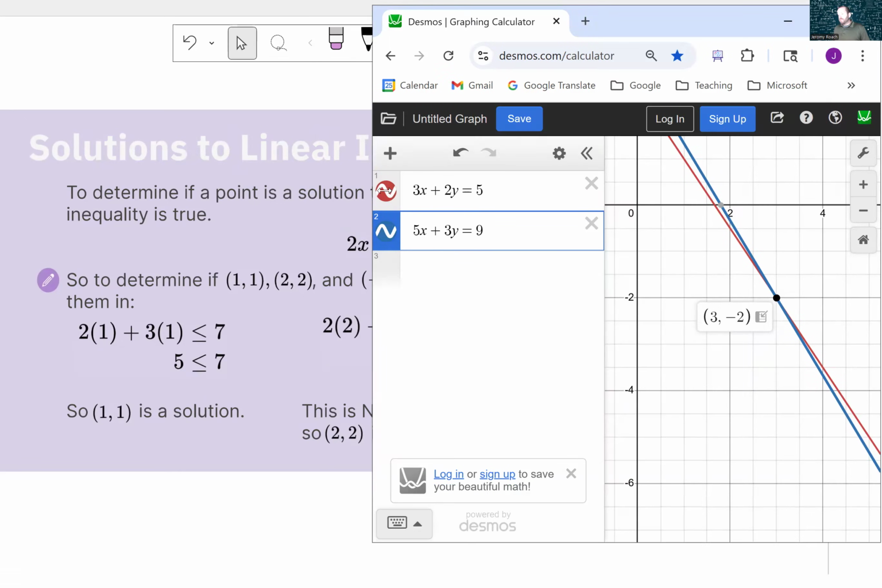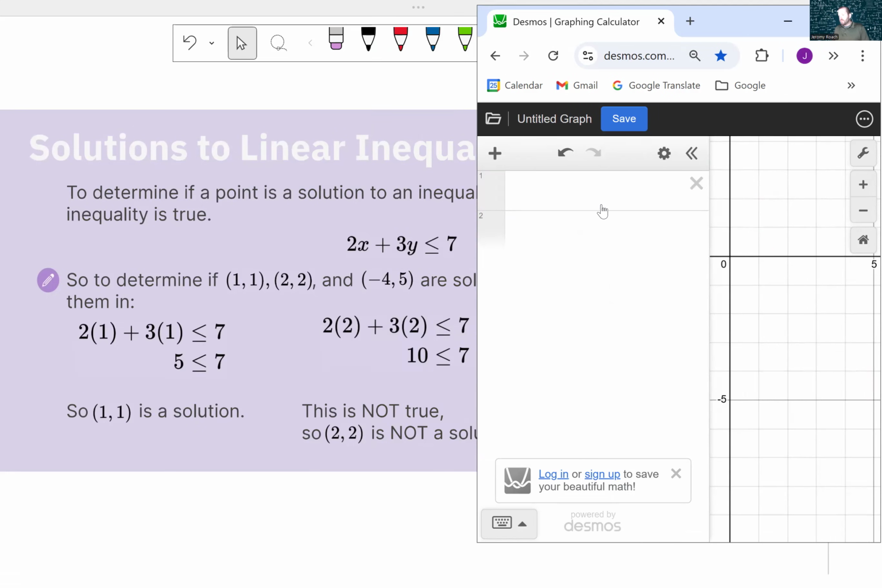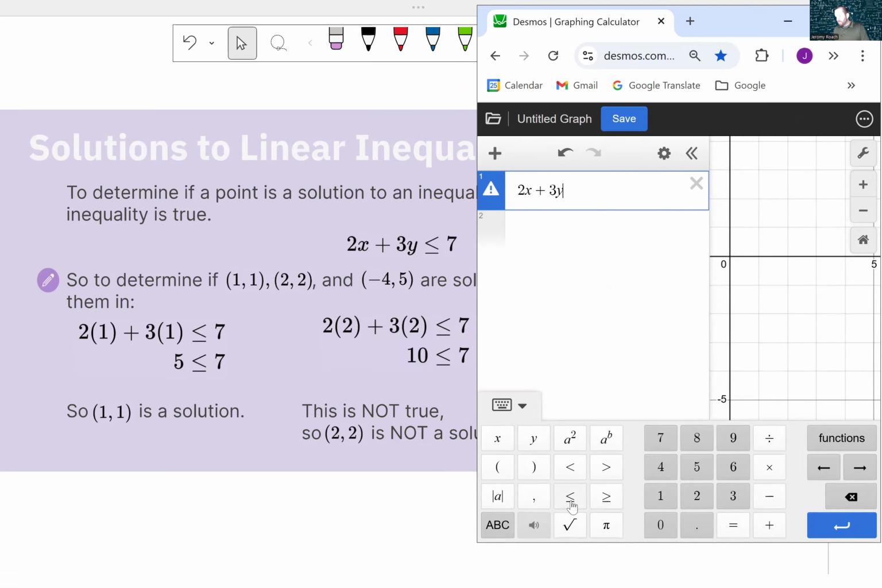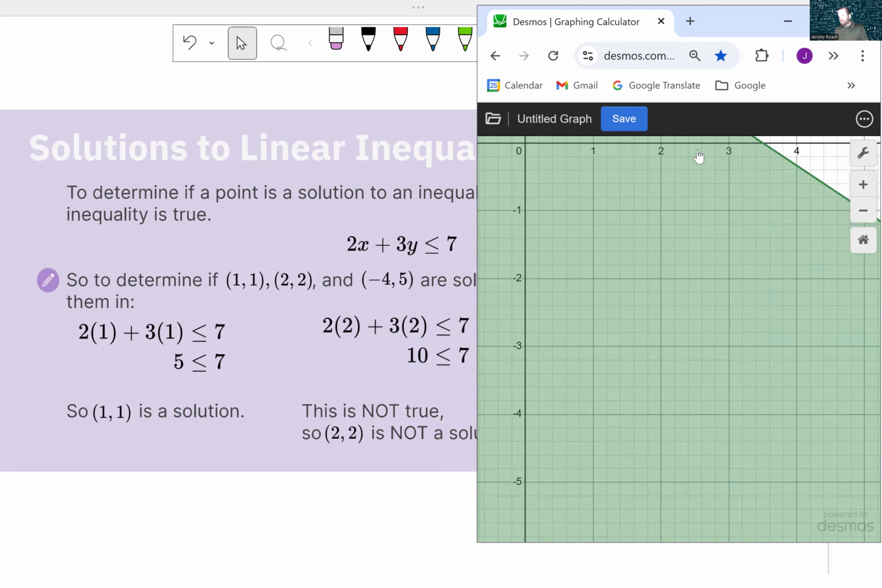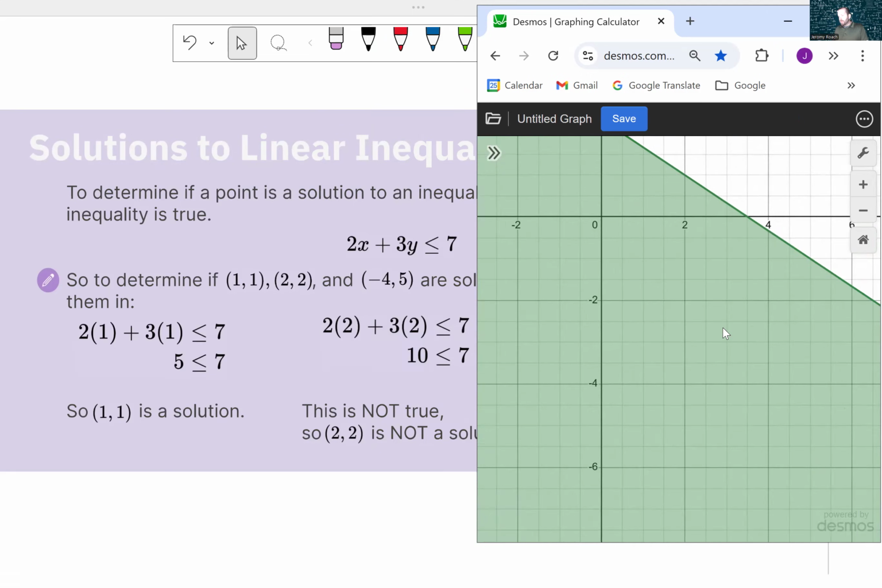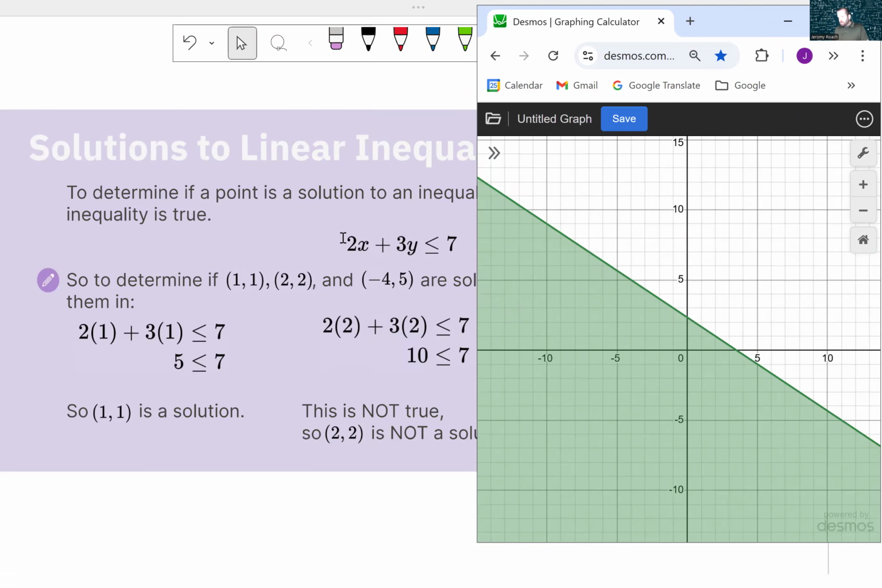So I'm going to graph this inequality. 2x plus 3y is less than or equal to 7. Just click the keyboard there, get to less than or equal to, and you'll see something like this. I'm going to close this out, just hide it so you can see this a little bit better. So here's our inequality. It's all graphed in green here.